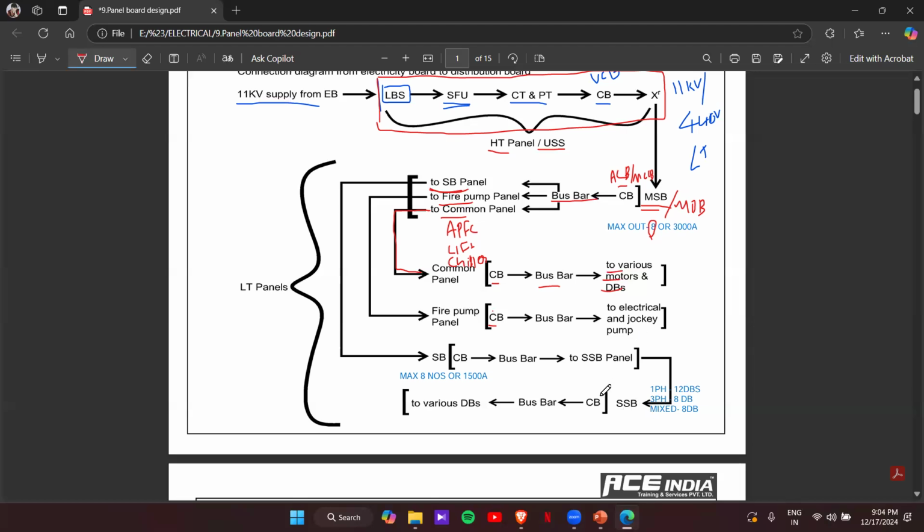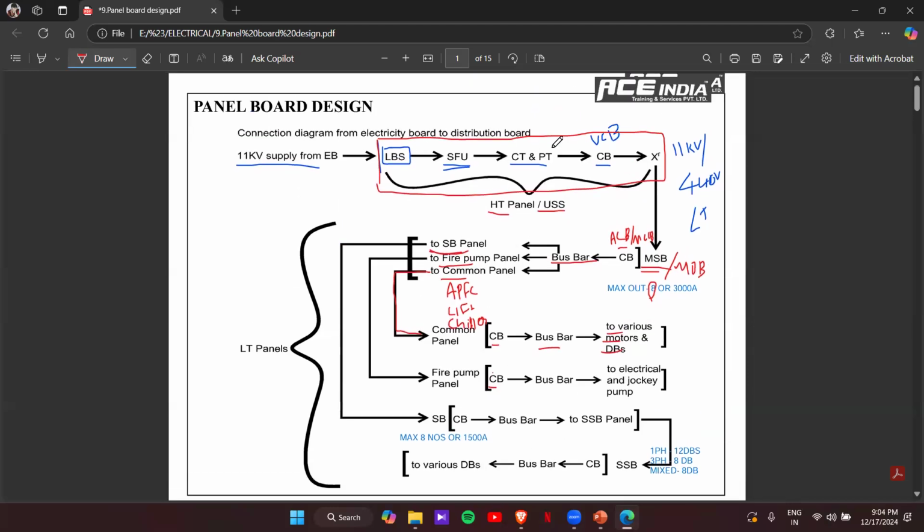Then maybe again as a main incomer we'll have some circuit breaker, then the bus bar, and from this bus bar we'll split the DB connection. So this is how the SLD will be, the single line diagram for how the flow comes from the 11 kV supply till we reach our DBs.